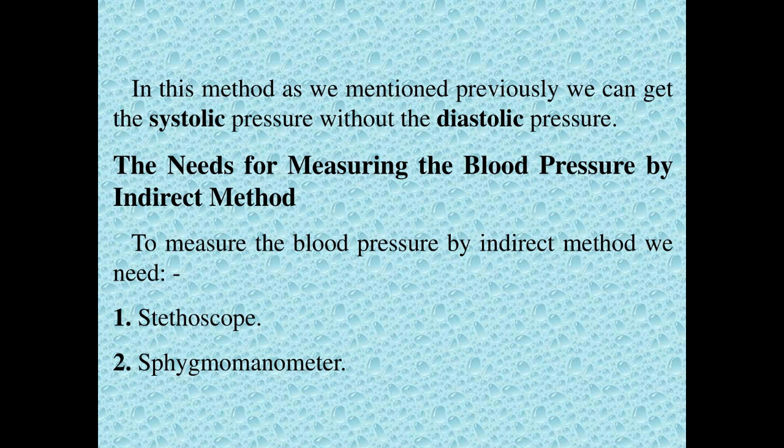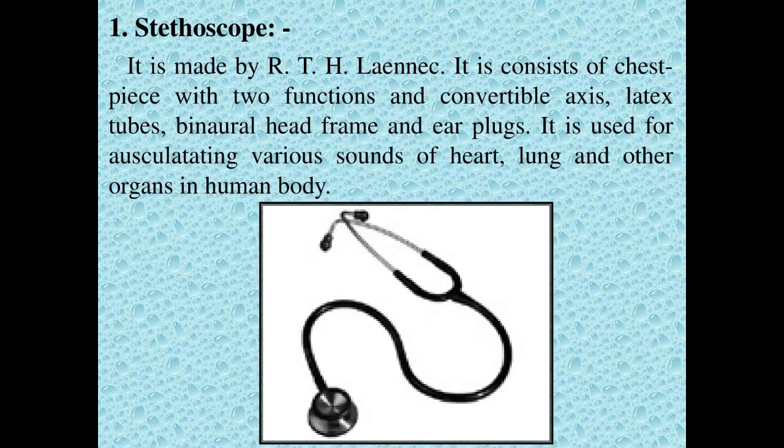The needs for measuring the blood pressure by indirect method. To measure the blood pressure by indirect method, we need: 1. Stethoscope. 2. Sphygmomanometer. 1. Stethoscope. It is made by R.T.H. Laennec. It consists of a chest piece with two functions and convertible axis, latex tubes, binaural head frame and ear plugs. It is used for auscultating various sounds of heart, lung and other organs in the human body. The following photo shows us how the stethoscope looks like.